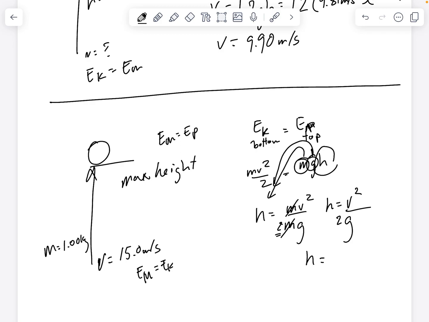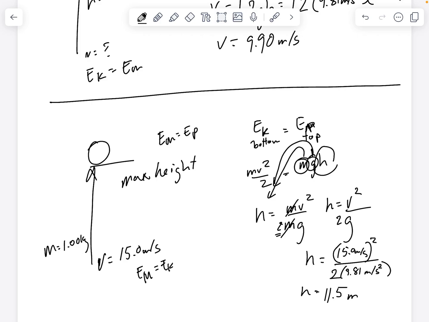And so the height that it's going to be able to go is going to be 15.0 meters per second squared, divided by 2 times 9.81 meters per second squared. That's the acceleration due to gravity. So I get 15, I'm going to square that, then divided by that, I get 11.5 meters.